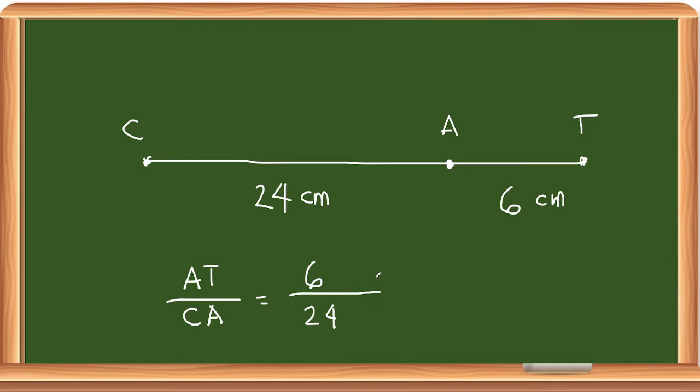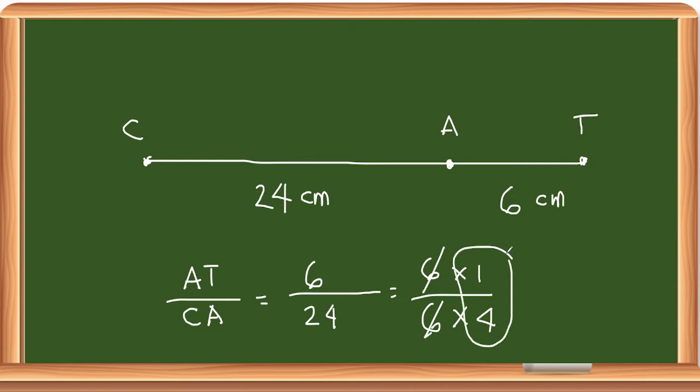If you're going to reduce this to the lowest term, you can actually factor this one, which has a common factor of 6. So 6 can be expressed as 6 times 1, while 24 can be expressed as 6 times 4. Okay? So, cancel this out, cancel this out. What's left is 1/4. So, therefore, the ratio of AT over CA is 1 over 4 or 1 is to 4. Any question about this? Any question so far?